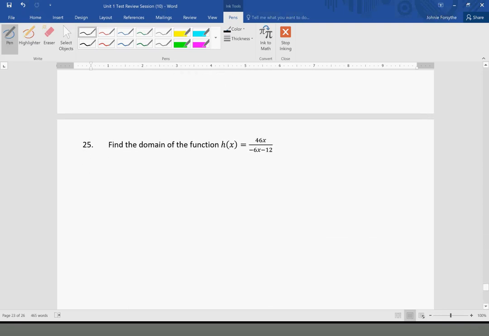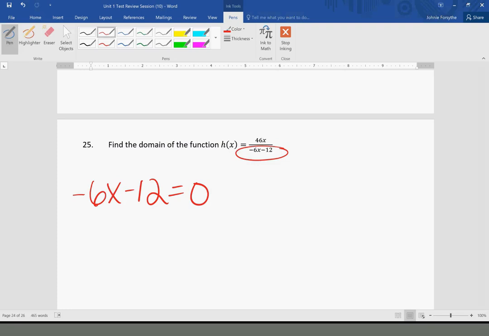Now, find the domain of this function. h of x equals 46x over negative 6x minus 12. So we have a red flag here. We have a denominator and it has a variable. That means there could be a way the denominator can be 0, and we don't want to include that in the domain, because if we have 0 in the denominator, that gives us an undefined answer. So what you want to do is set that denominator equal to 0, figure out when that would happen, and remove those values from the domain.